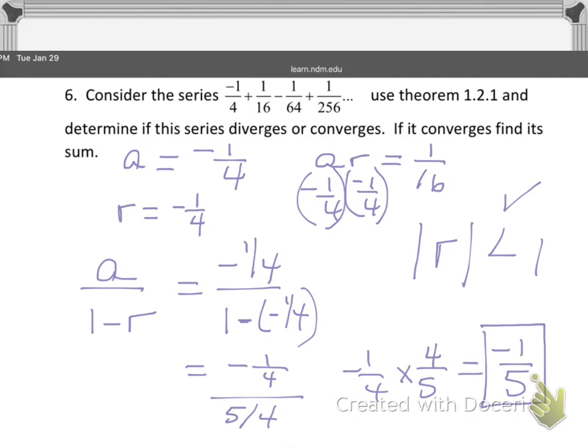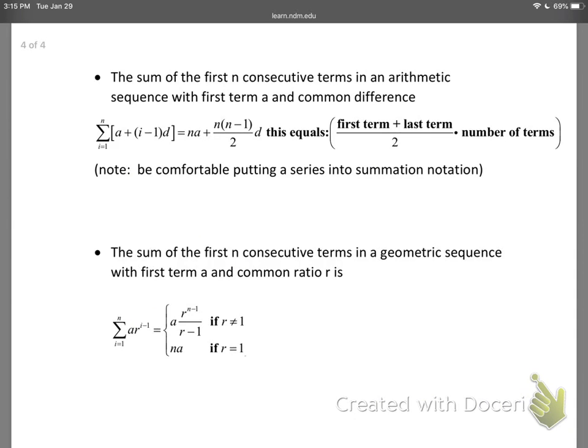On the last slide, we're going to talk about the other items that you need to understand for this section. So we'll do that on the next page. Here are a couple more things from this section that you need to understand. If you're asked to find the sum of the first n consecutive terms in an arithmetic sequence, and they give you a first term a and a common difference, then you can use these formulas to figure that out.